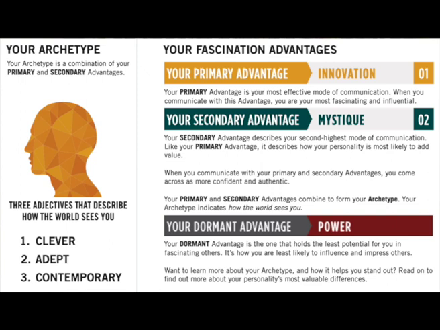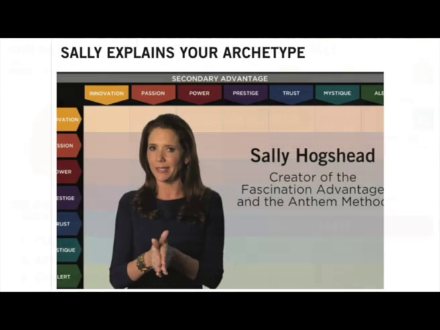On this page, you can also see below primary and secondary advantage, it also mentions your dormant advantage, and I'm going to spend a bit more time unpacking what that means. As it notes there, your dormant advantage is the one that holds the least potential for you in fascinating others. And then if you look below that on your profile, you'll see that Sally Hogshead, who is the creator and founder of the Fascination Advantage, there, if you click on that video, she unpacks what your archetype is, what it means for you to have your particular combination of a primary communication style and a secondary communication style.